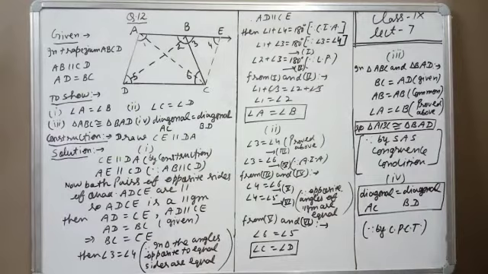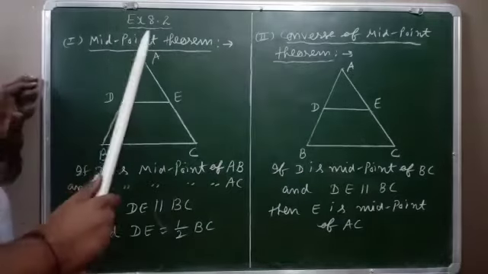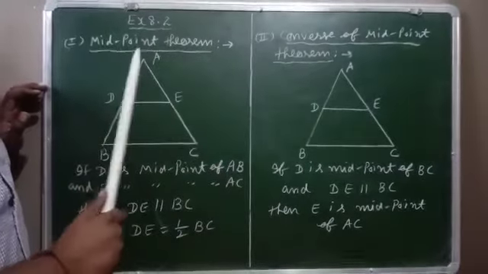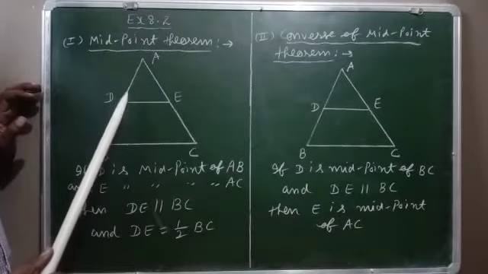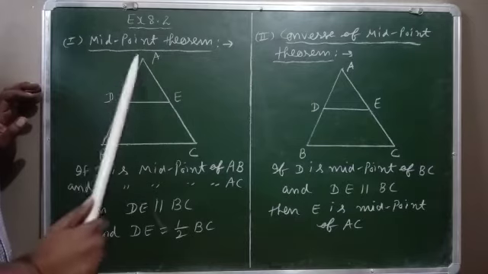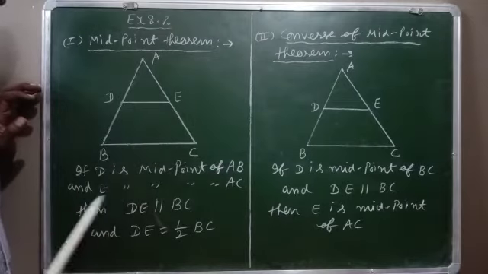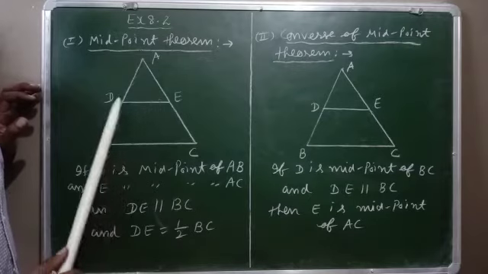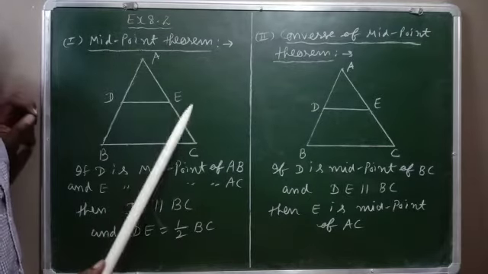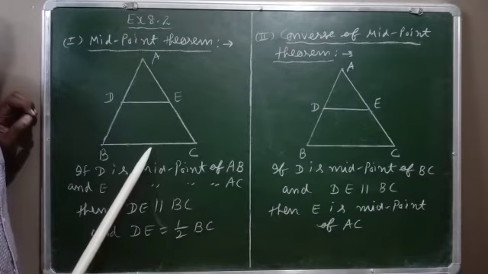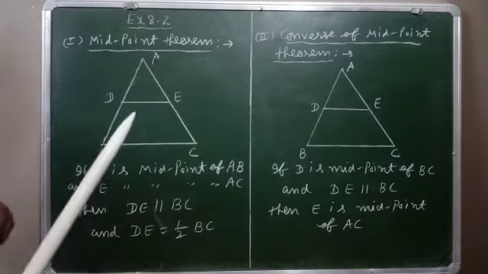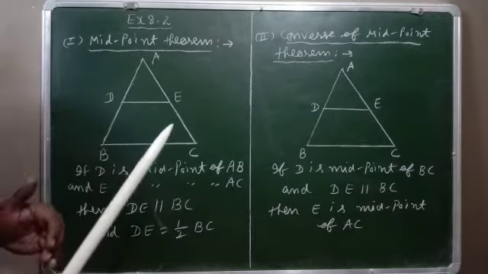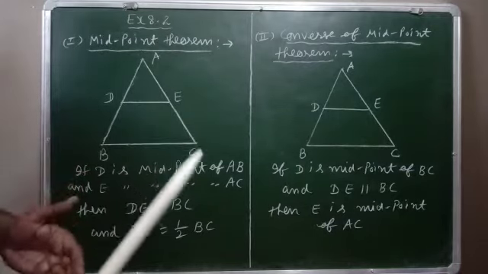After this we will study the basics of exercise 8.2. In exercise 8.2 we have two more results. First is the midpoint theorem and second is the converse of the midpoint theorem. So let us draw a triangle ABC. Suppose D is the midpoint of AB, E is the midpoint of AC. So this line is joining these two midpoints. Then according to the midpoint theorem, this line will be parallel to BC and it will be half of BC. In words we can say, if a line joins the midpoints of two sides of a triangle, then that will be parallel to the third side and half of it.